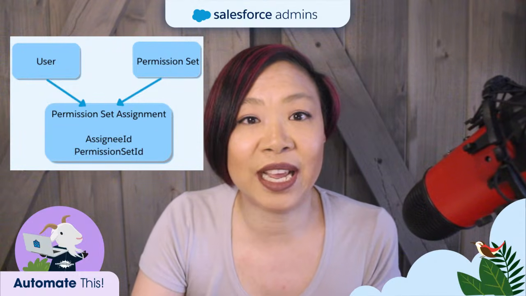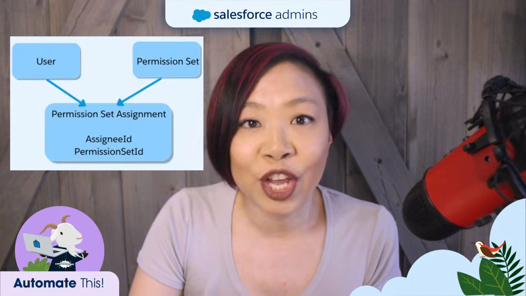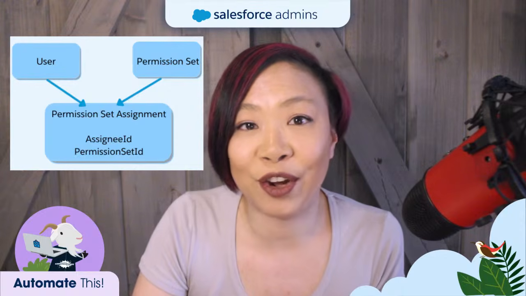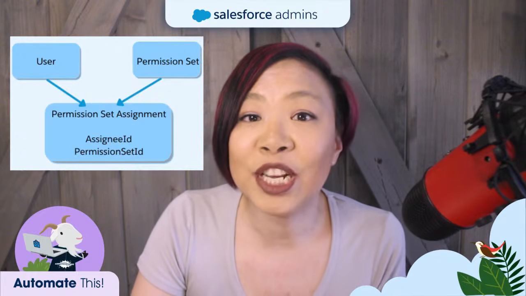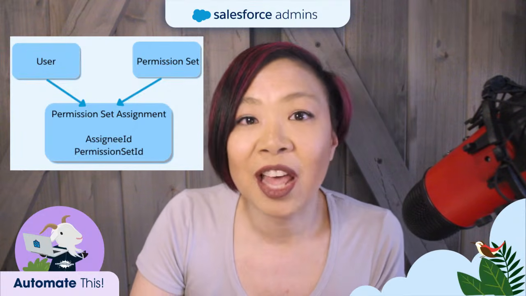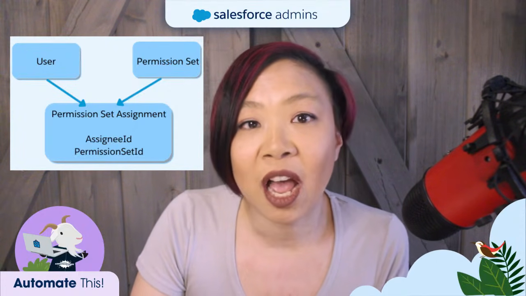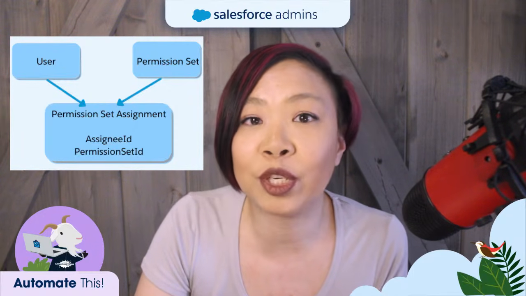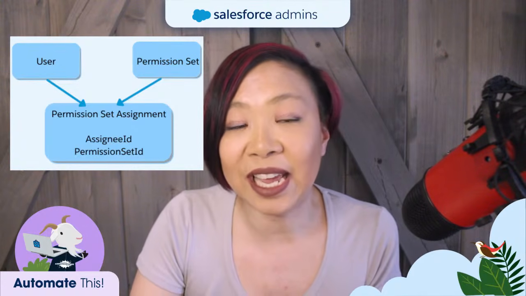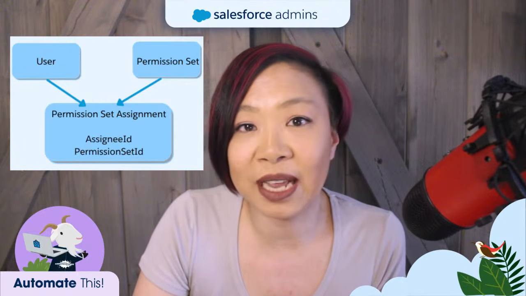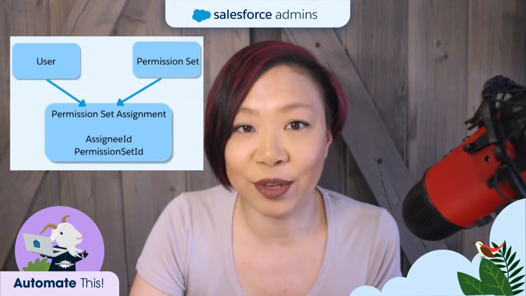Now let's understand the object relationship. User and permission sets are objects. The user object holds the records for your users. The permission set object holds all the permission sets in your org. The permission set assignment object is a junction object that holds the record that ties the user to a specific permission set. So here the assignee ID is the user ID, and the permission set ID is the ID of the permission set you're looking to assign to that user.